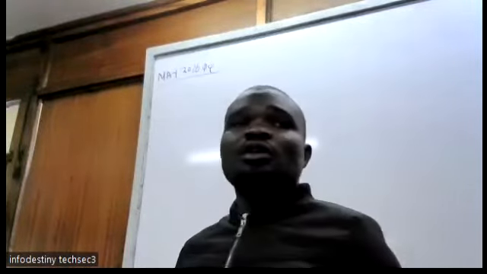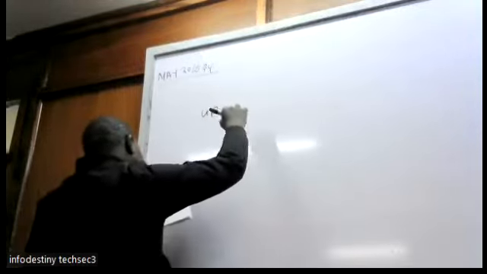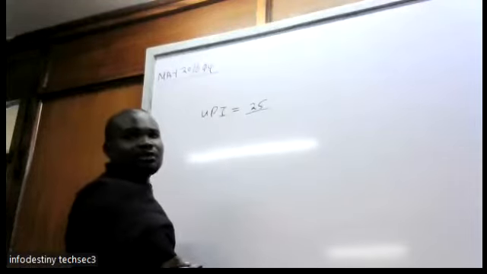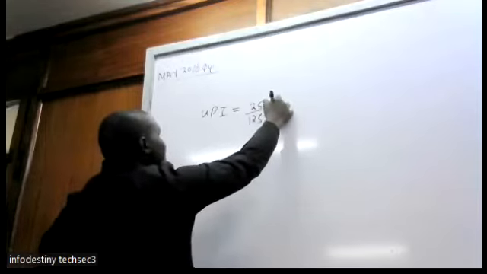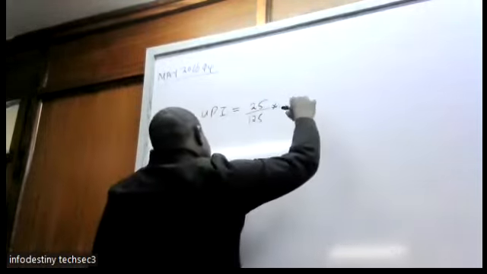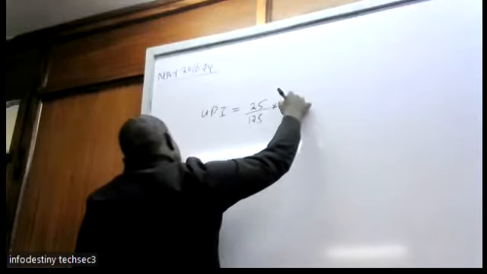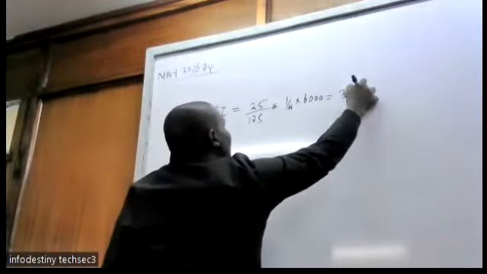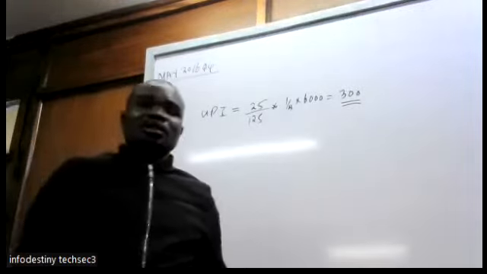Msema ni ngapi? 300. So UPI is profit margin. The one which we have given is markup. So markup, you convert to margin, it will be 25 over 125 times the goods which remain. Goods which remain, a quarter. A quarter of 6,000. So you are saying this is 300. So that is the unrealized profit.